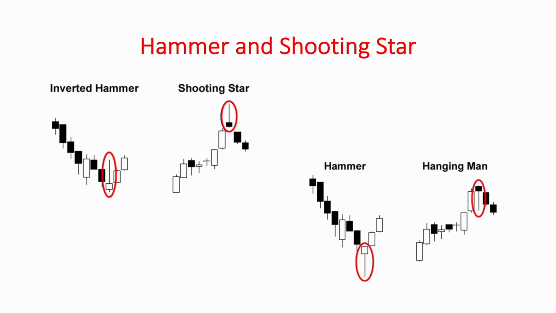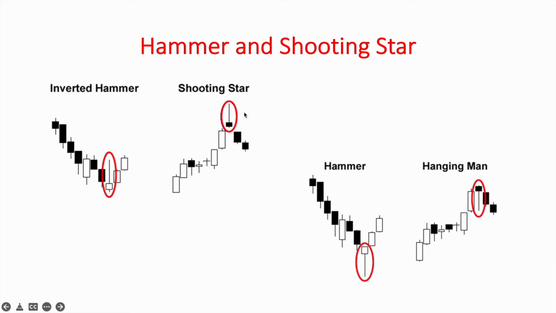Now, hammer and shooting star. There's no way we'll talk about the hammer and shooting star without involving the inverted hammer and the hanging man, because the inverted hammer is a candlestick looking similar to a shooting star in body structure, but they are found in different positions in the chart. Like in the chart now, the inverted hammer is found at the end of a downtrend. It's a sign of what? It's a sign of bullish reversal. While the shooting star is found at the end of an uptrend. So it's a sign of what? Bearish reversal.